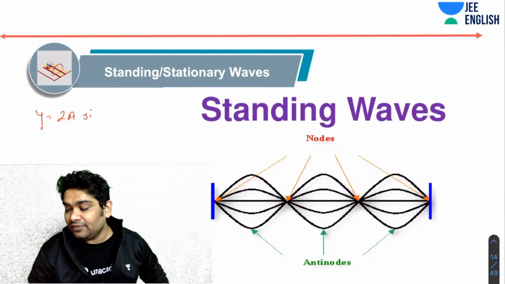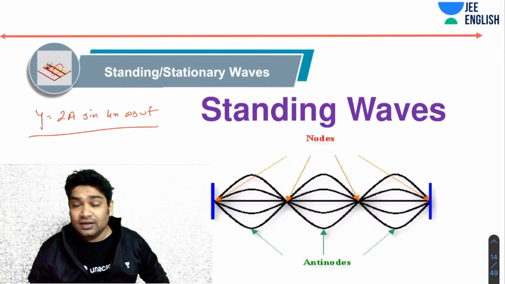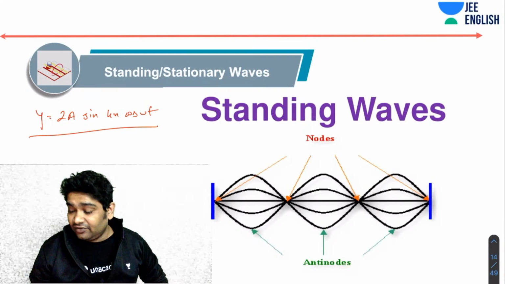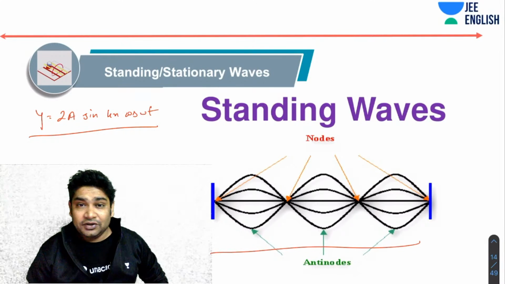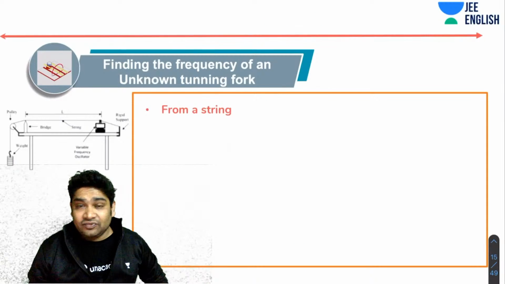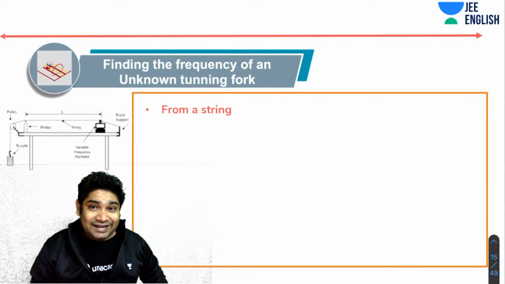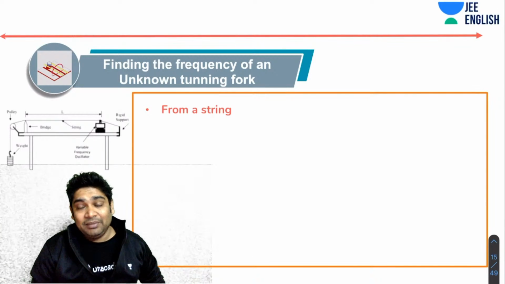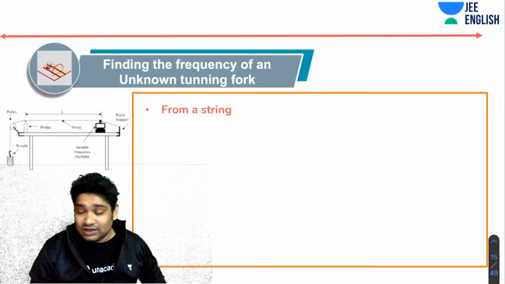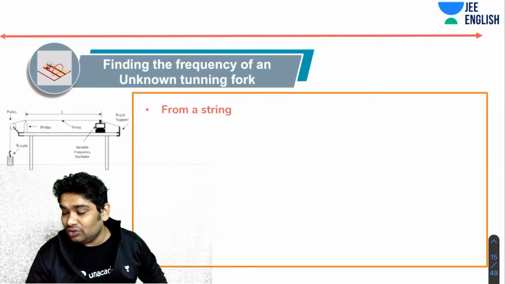Sine kx cos of omega t. This would be a typical equation of a standing wave, which you see here, and you will see alternating nodes and antinodes. Okay. Next, we were discussing the applications, the practical applications, the lab methods of finding out the frequency of an unknown tuning fork. So this is called the sonometer wire setup.